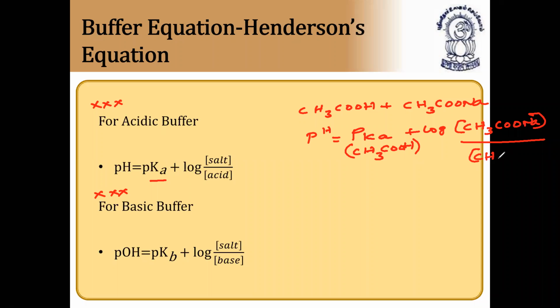CH3COOH. So in this way, we will calculate acidic buffer solution pH. Similarly, for basic buffer, what is the basic buffer example? We have ammonium hydroxide plus ammonium chloride. I'm doing the substitution part so that it is easy for you to understand in the examination, because from this you may expect a numerical or theoretical question.